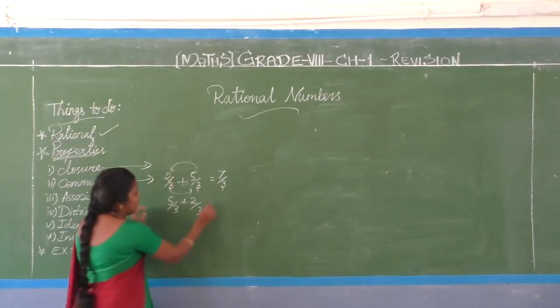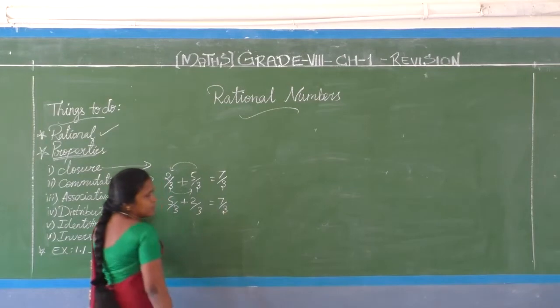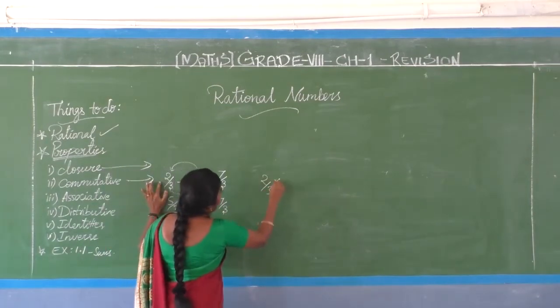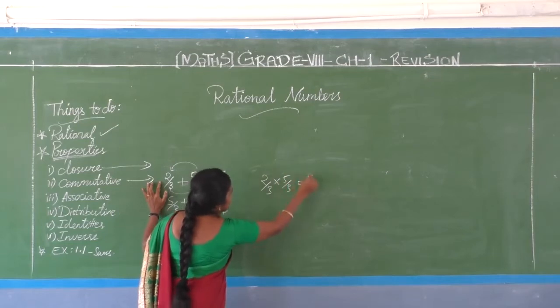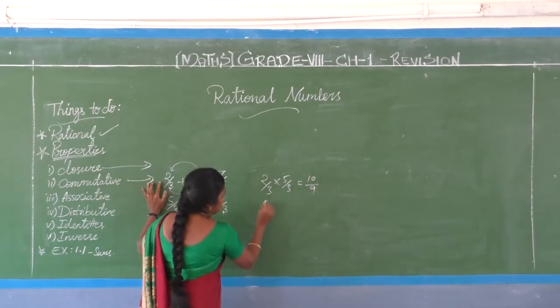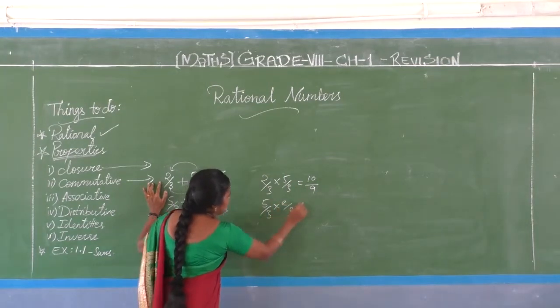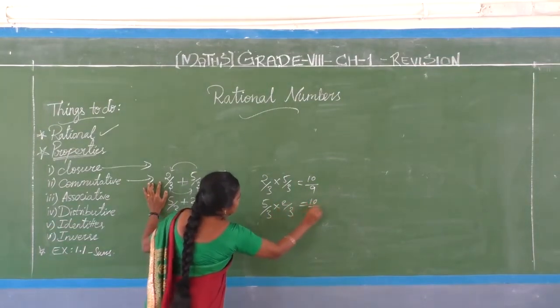Okay? Any way, the answer is the same. This is applicable for multiplication also. 2 by 3 into 5 by 3: 2 5s are 10, 3 3s are 9. Again, if you replace it with 5 by 3 into 2 by 3, what comes? The same way, 10 by 9.